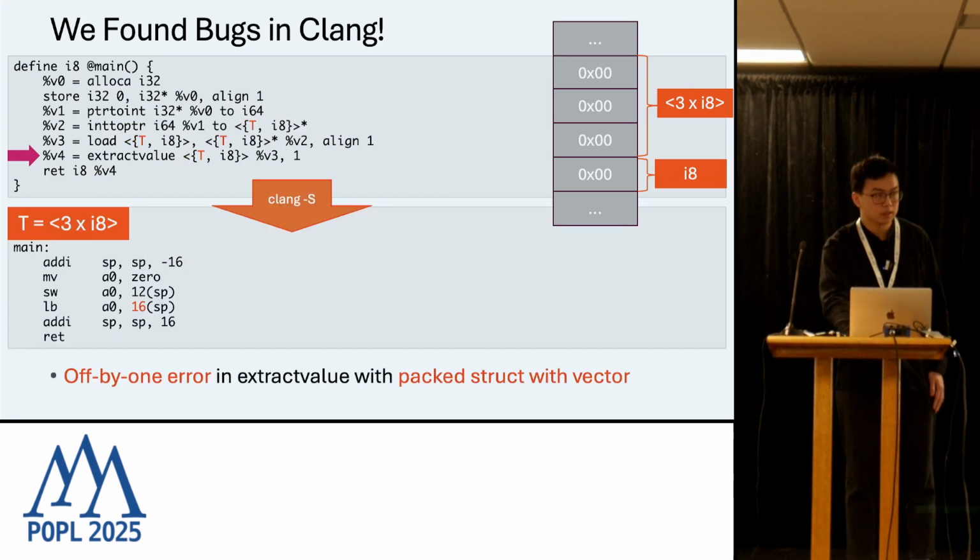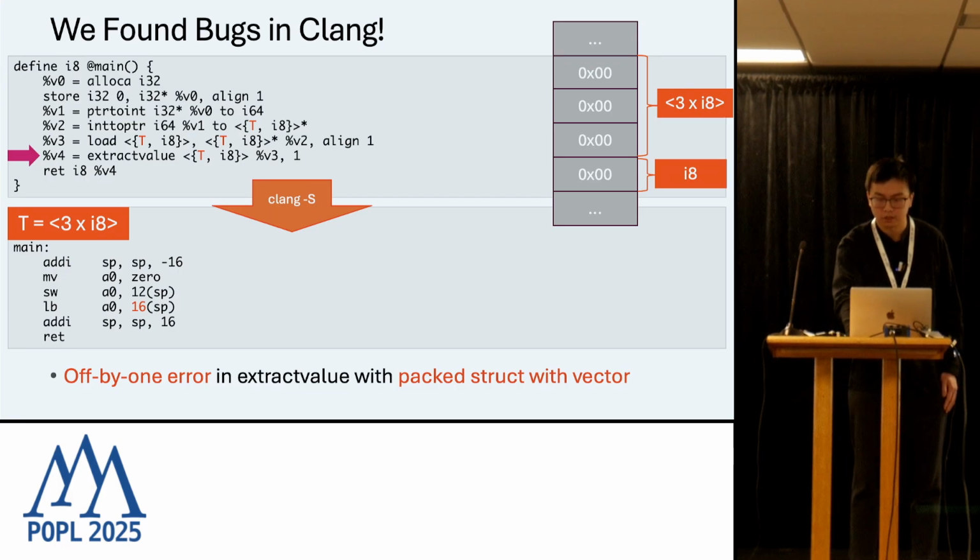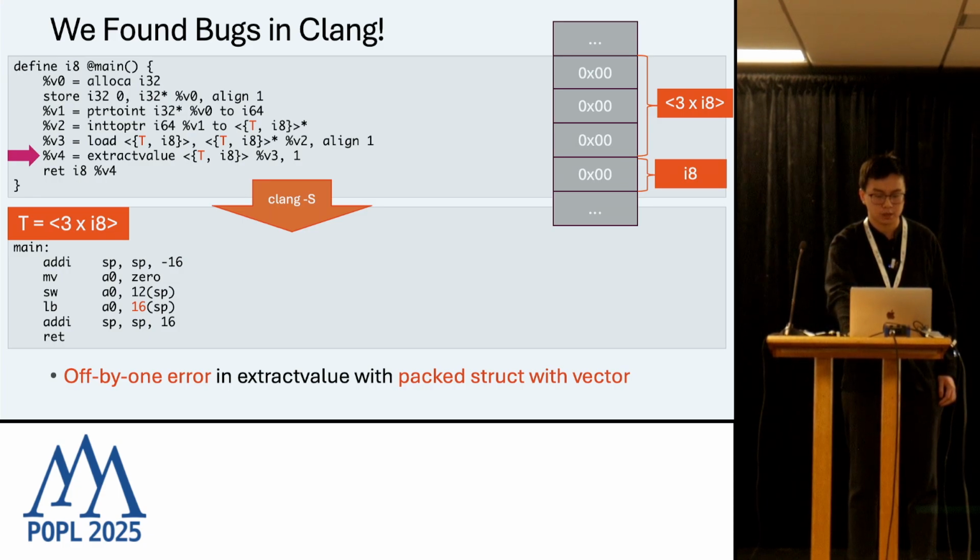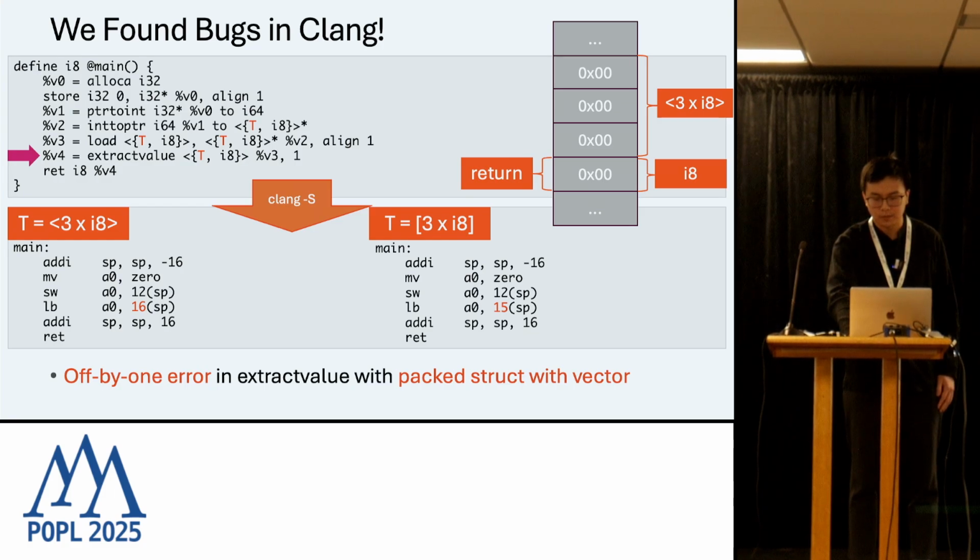When compiling this code down to RISC-V, we've discovered that extract value, when working with a packed struct with a vector, can trigger an off by one error. That is, instead of loading a byte from the stack pointer offset by 15, as is done in the packed struct with array, the generated assembly code is loading a byte from the offset by 16. As you can see graphically, this is incorrect. In contrast, extract value is being compiled correctly when dealing with a packed struct with array.